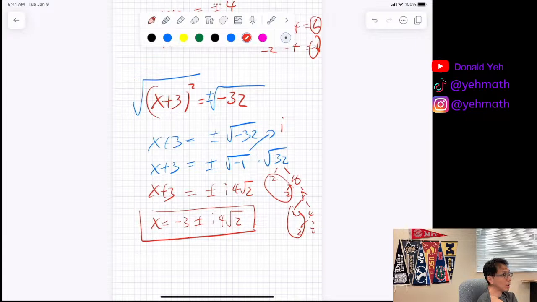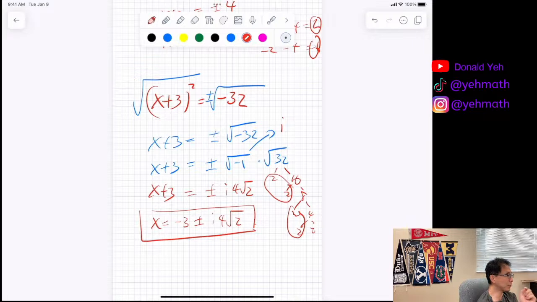Does it matter if we put the i after the 2? I always put it in the front. Because if you put it after the 2, they think it's inside the radical. So if you put it in the front, you never have that confusion. That's a very good question, by the way.